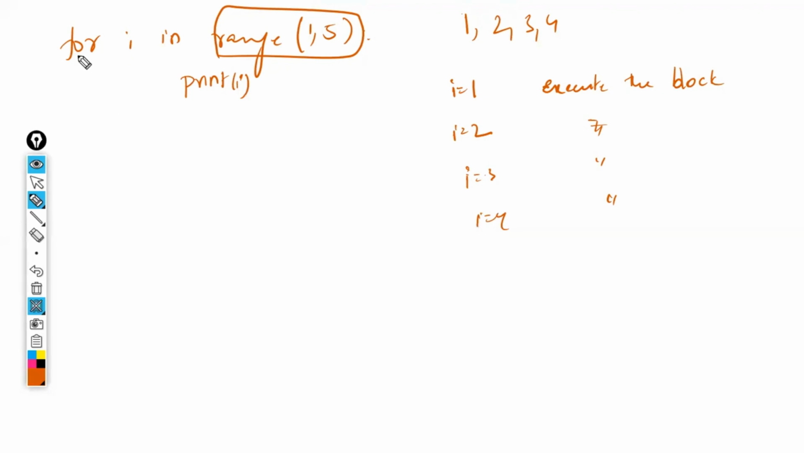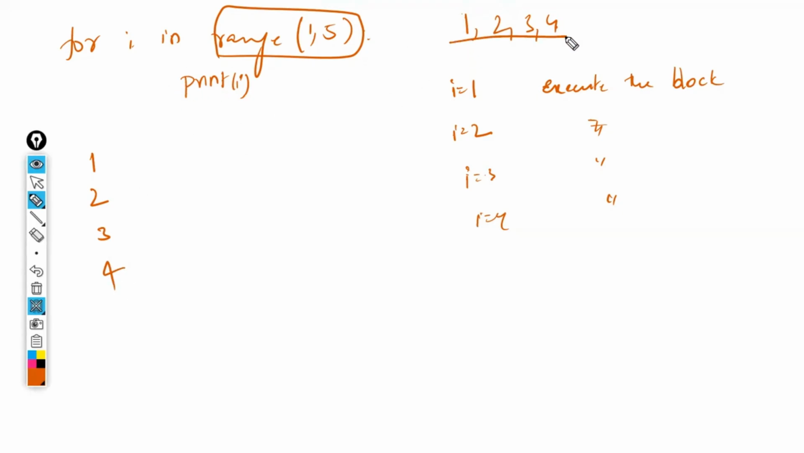So here, for I in range, first I is equal to 1. Inside the block of code, print I is there, so 1 will be printed. Now I is 2, so print I gives 2. Now I is equal to 3, print I gives 3. Then I is equal to 4, and again repeat the block of code, which prints 4.